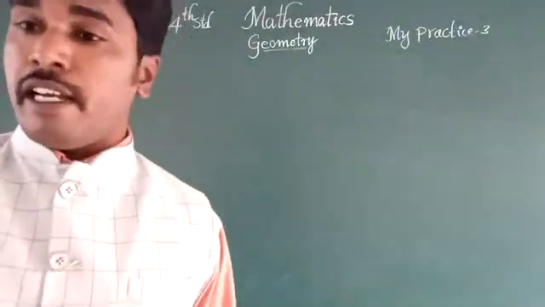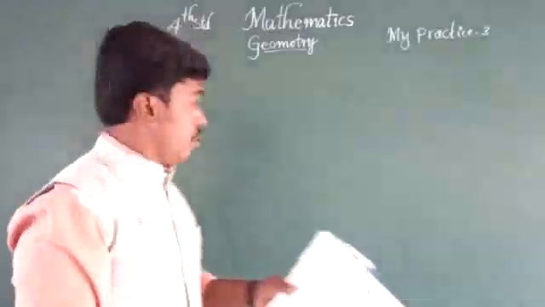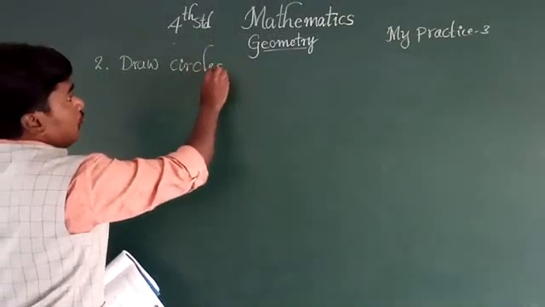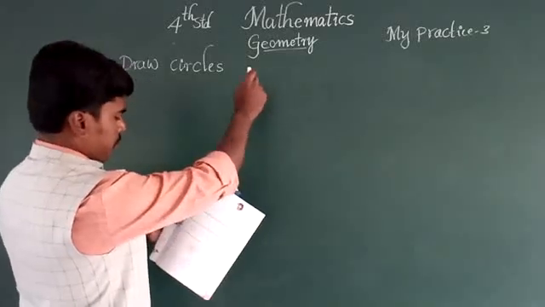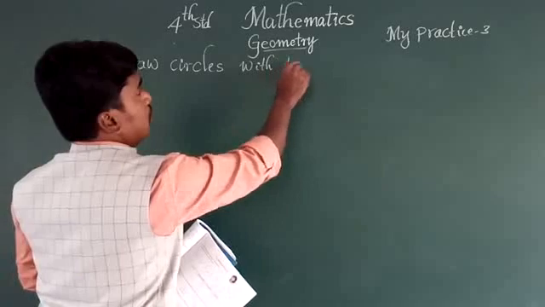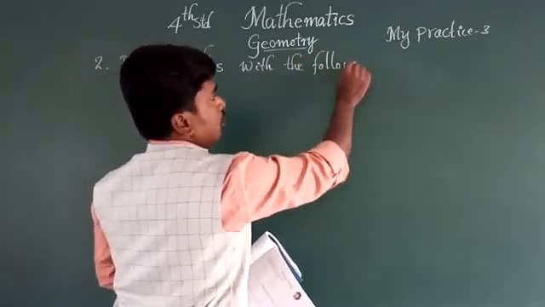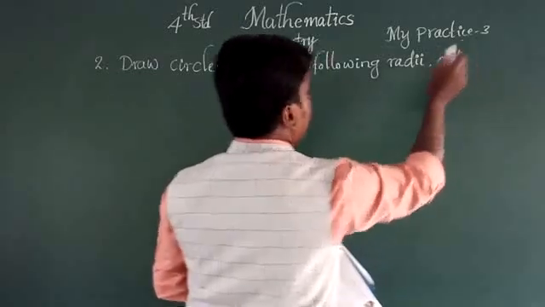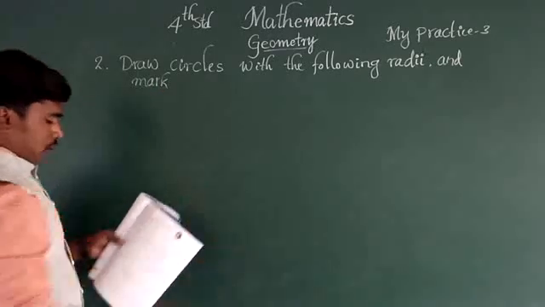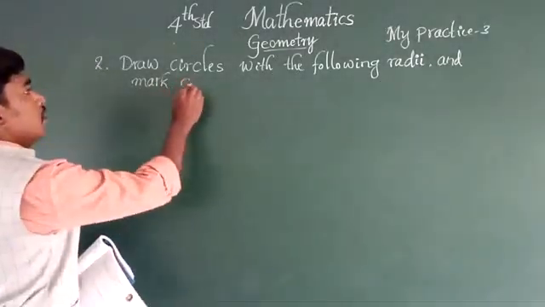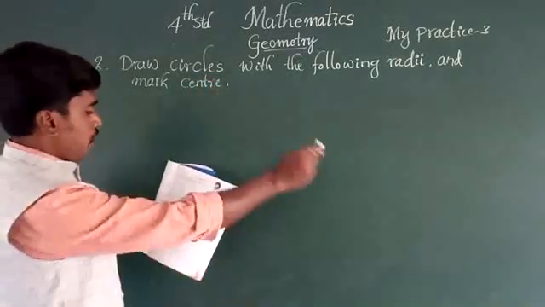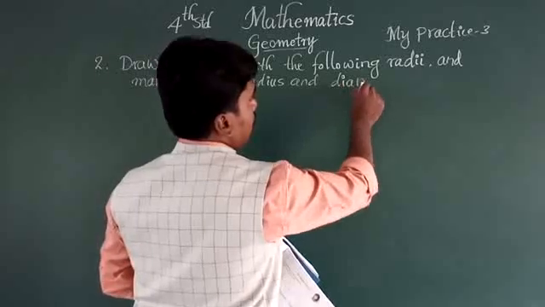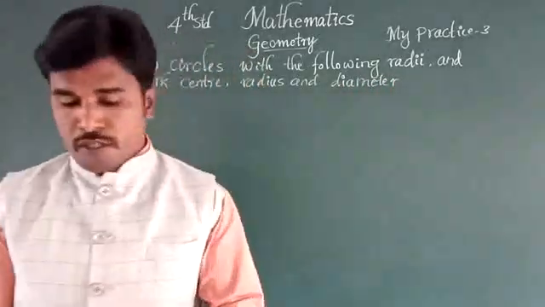See the second one. The second main is draw circles with the following radii and mark radius, center, radius and the diameter.